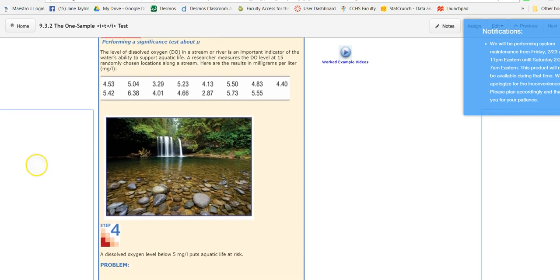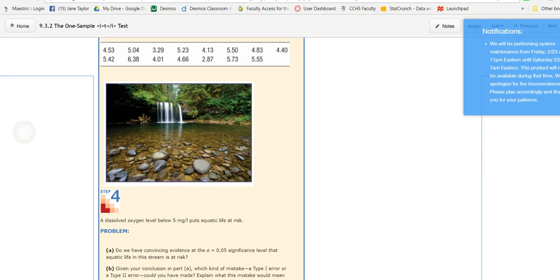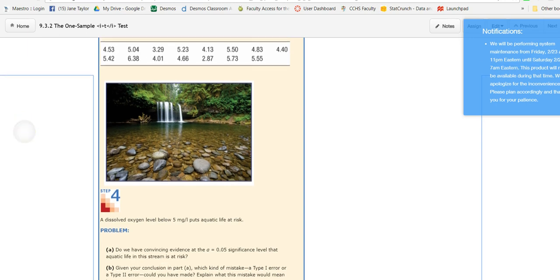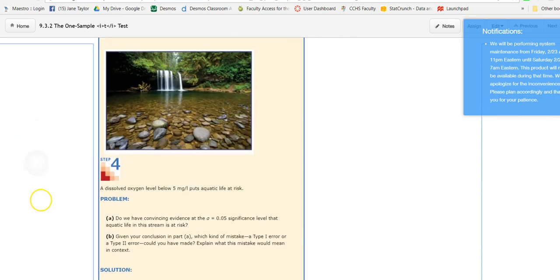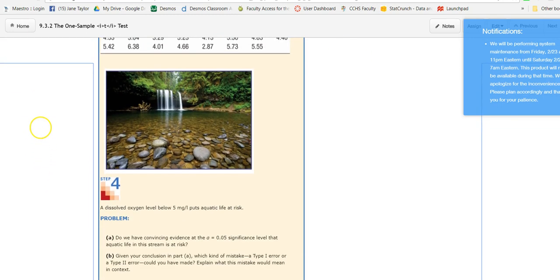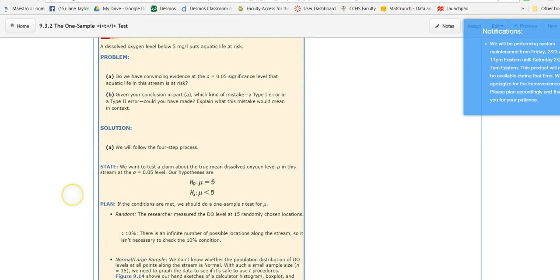So there are the 15 locations, and we want to know, do we have convincing evidence at the alpha equals 5% significance level that aquatic life in this stream is at risk? So I guess we need to find out, when is it at risk? Oh, sorry, right here. Dissolved oxygen level below 5 milligrams per liter puts aquatic life at risk. So we're doing a test where mu is 5 milligrams per liter, and we're looking at a less than test. We're looking for evidence to support that aquatic life might be at risk. Mu is less than 5.